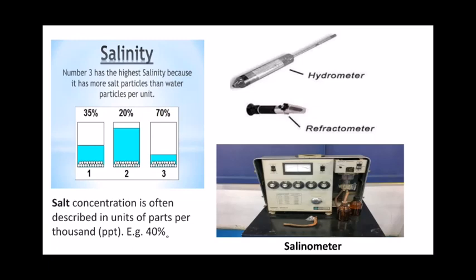Now, salinity of water is mostly measured using different equipment like a hydrometer. You can see that in the picture. Then a refractometer is also used, and a salinometer. These are the three pieces of equipment through which you can measure salinity or the dissolved salts in seawater or any water.